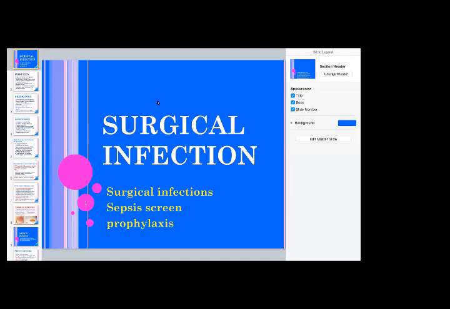Assalamu alaikum. Mera naam Dr. Yasim hai. Aaj ka lecture jo hai, it's going to be about surgical infections. Theek hai, which we will also be discussing sepsis. What is sepsis? Uski prophylaxis. Treatment kya de sakte hain sepsis ke, provided ke jo hamare paas enough evidence nahi hoti, but based on suspicious symptoms and signs of the patient.